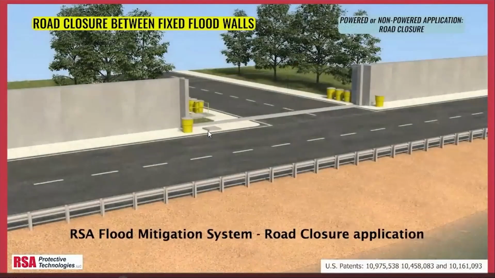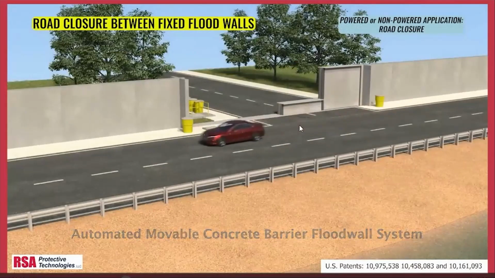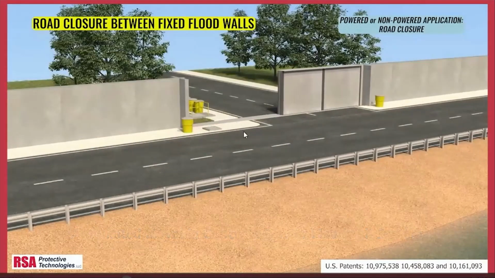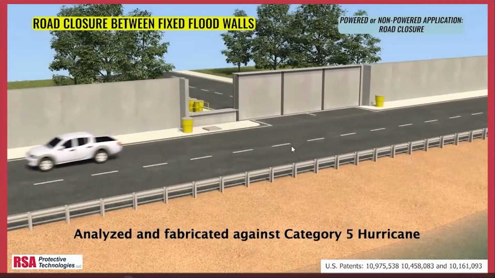This is the same opening using the retractable flood wall system with end walls at each end. So this would be minimal people to operate this. You could close off the roadway just by raising the flood walls.